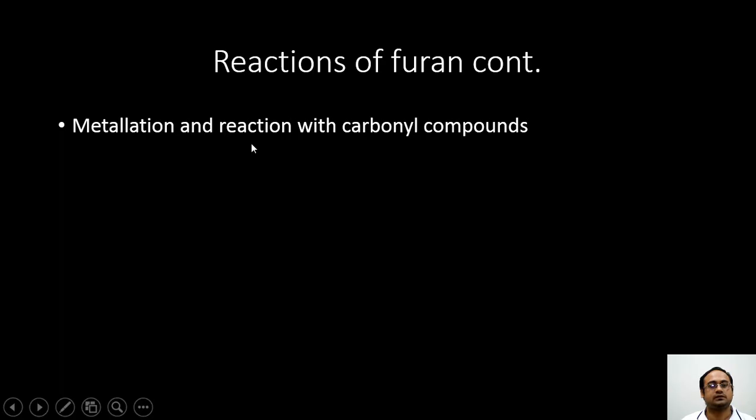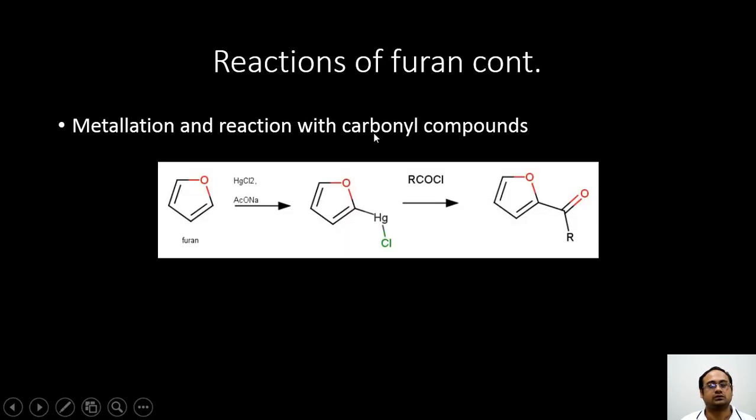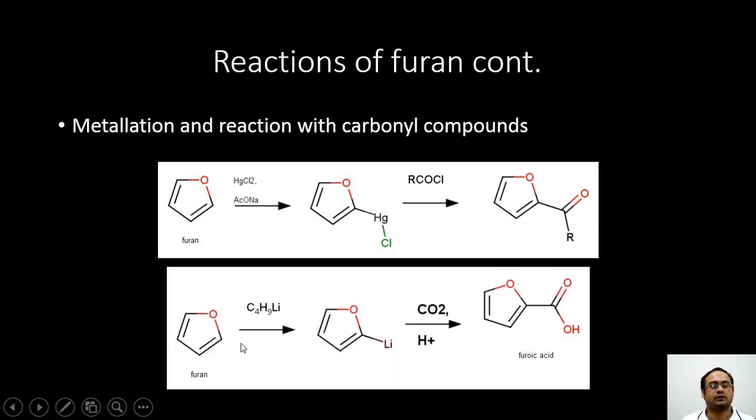Further continuing our study of the reactions of furan, we find that furan can easily be reacted with metals, and these intermediates containing metals are then reacted with carbonyl compounds. So we see that furan first is treated with mercuric chloride in sodium acetate, and we form this mercury-carbon bond. If this compound is treated with a carbonyl compound like acetyl chloride, acetylation of the furan ring will take place. Similarly, furan can be treated with lithium compounds to generate the lithium intermediates, which then can be carbonylated in the presence of carbon dioxide to give you furoic acid.